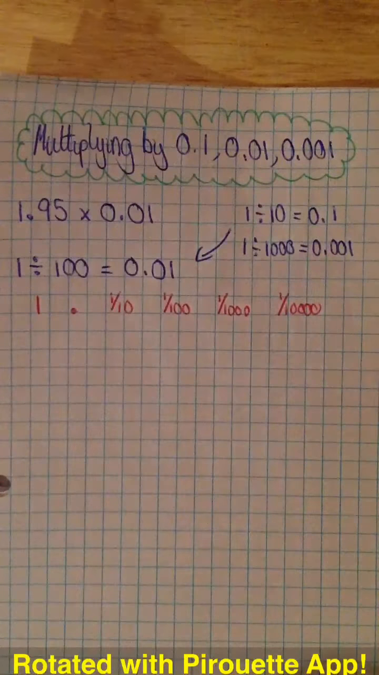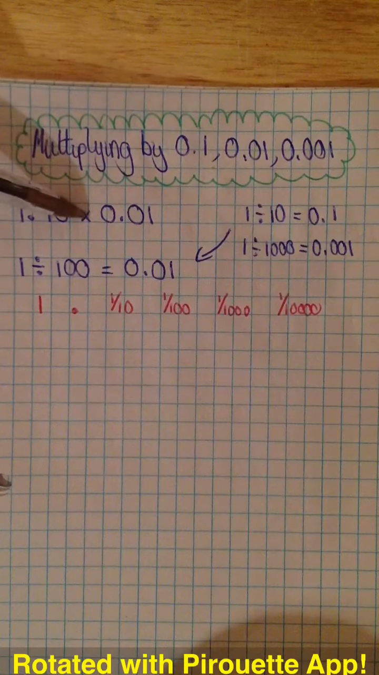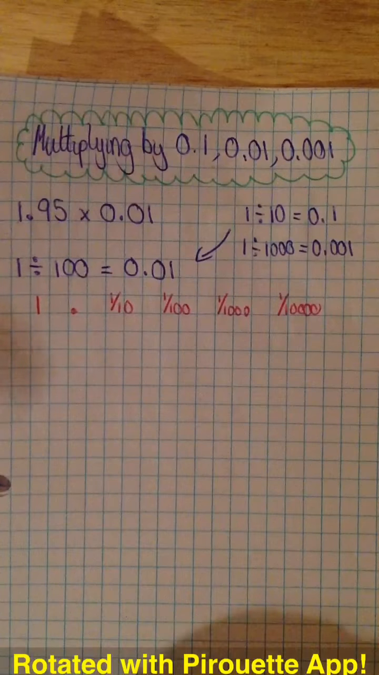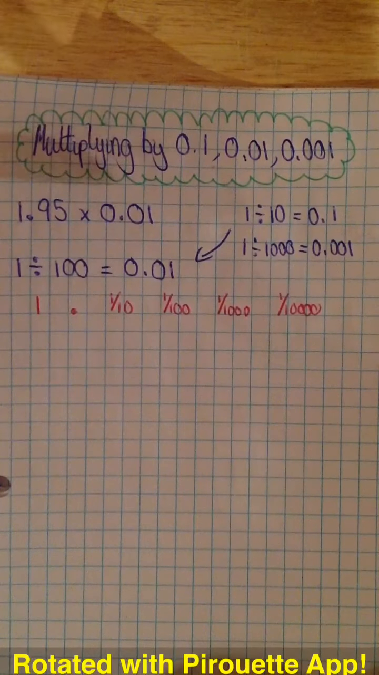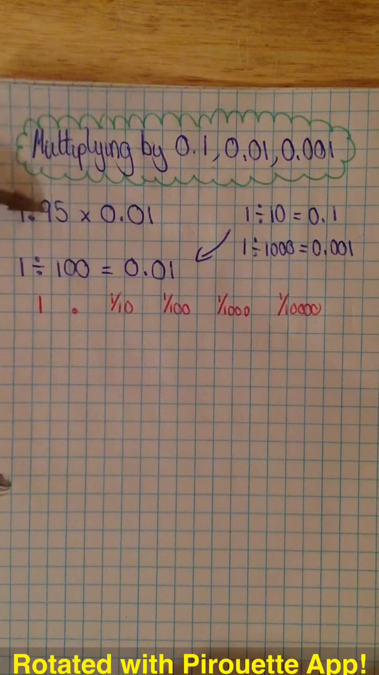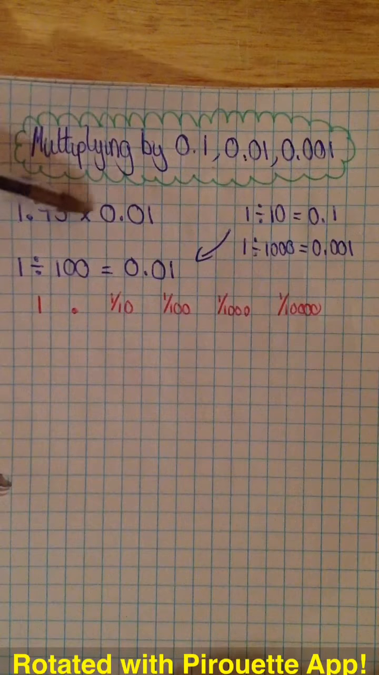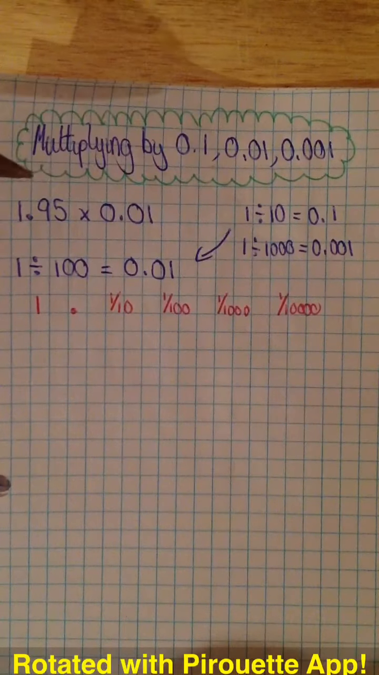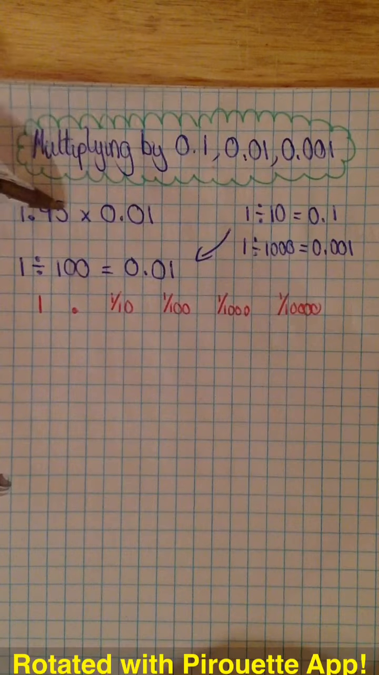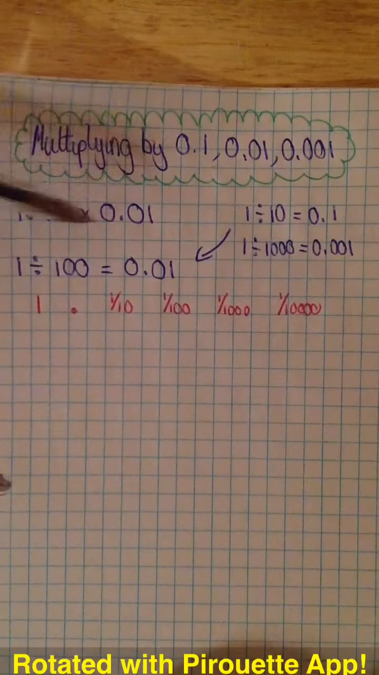The question we're going to look at is 1.95 times 0.01. And I'm going to try and convince you very quickly, I'm going to let you check this yourself, that 1.95 multiplied by 0.01 is exactly the same as 1.95 divided by 100.